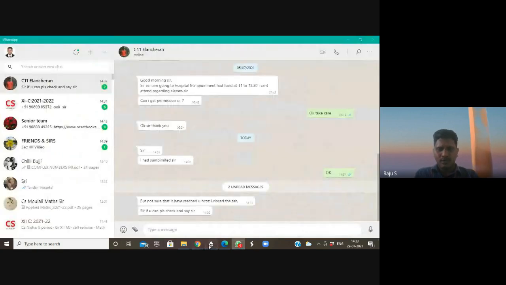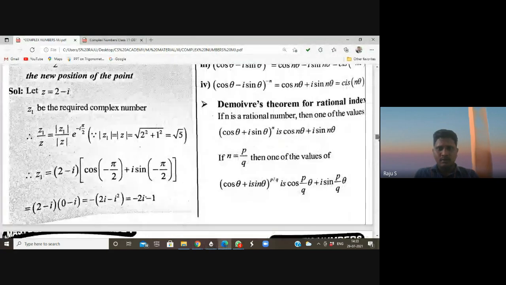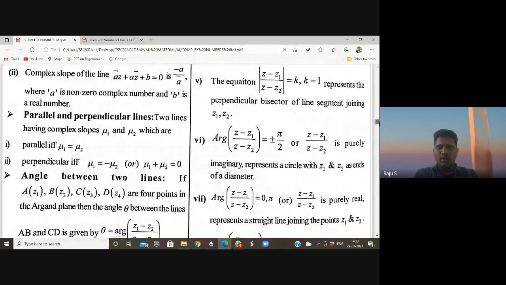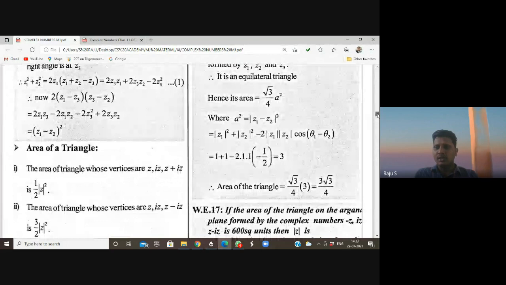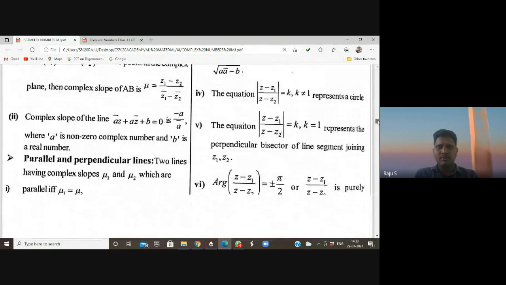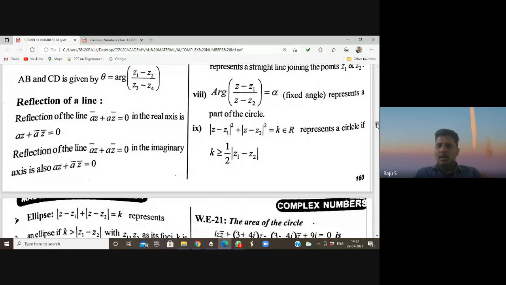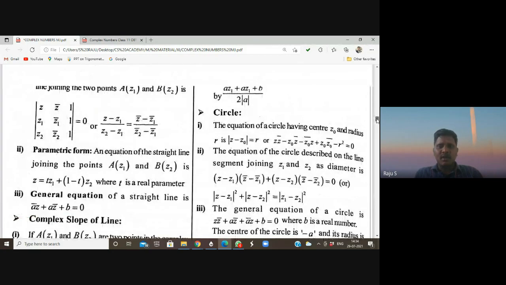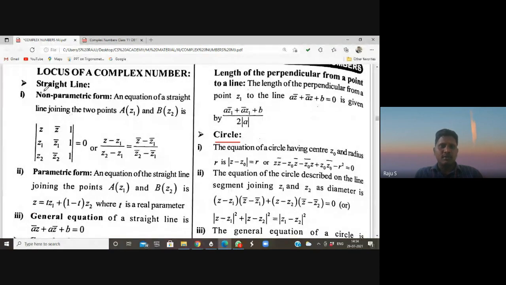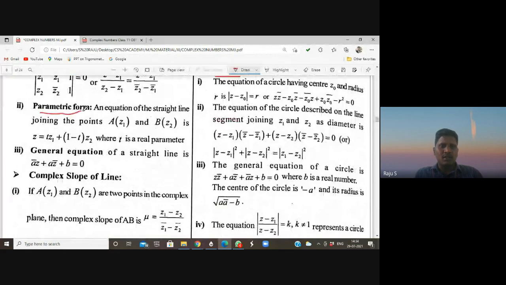Here a few concepts are there: De Moivre's theorem, how to write the equation of a straight line, and what is the equation of a circle in complex form. Also the equation of a parabola and hyperbola, the perpendicularity conditions, and the reflection of a line. We will see these concepts after completion of geometry, the circle and straight line. Locus we can also finish, and its different forms will be there.